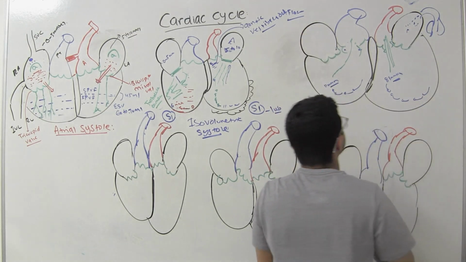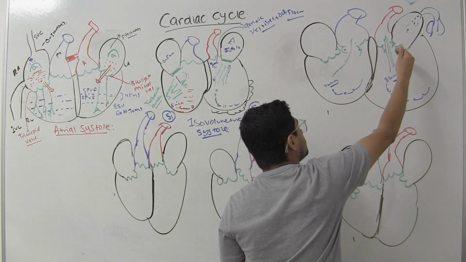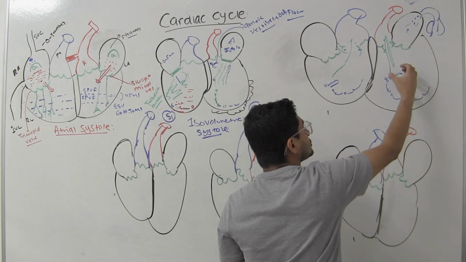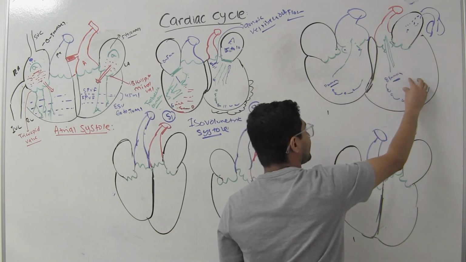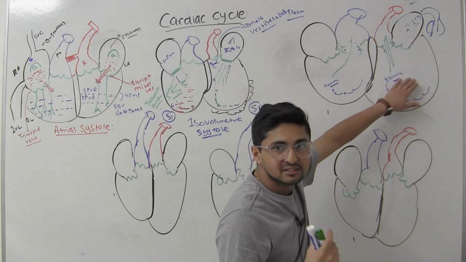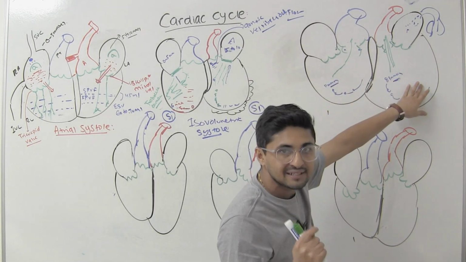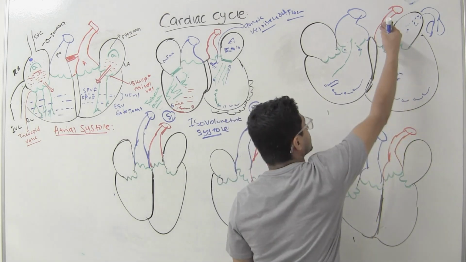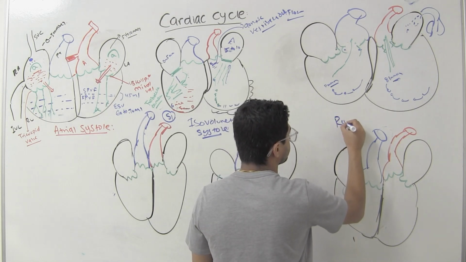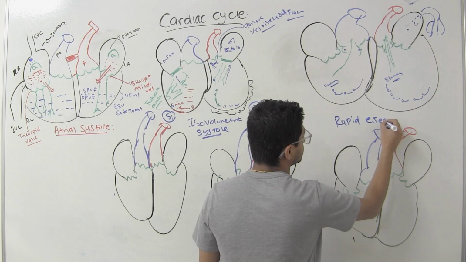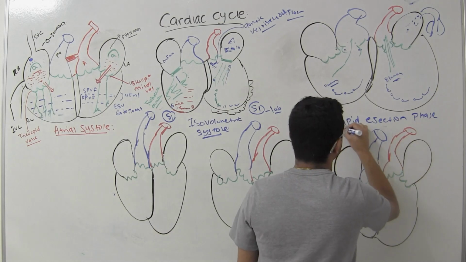In this phase, when the pressure goes up to about 81, the aortic valve opens up, right? When it opens up, your left ventricle ejects the blood. The ejection of blood by each ventricle per beat is called your stroke volume, okay? So they're ejecting the blood. We call this phase the rapid ejection phase, okay?